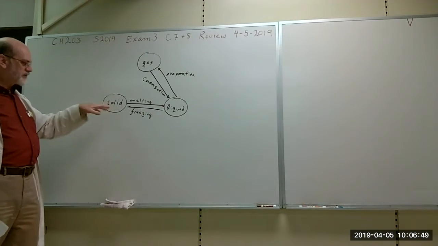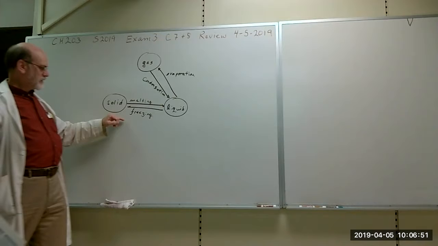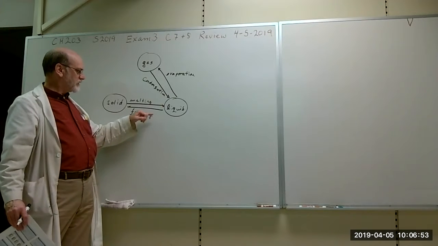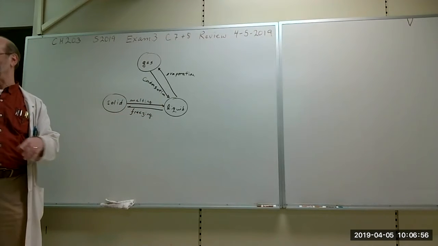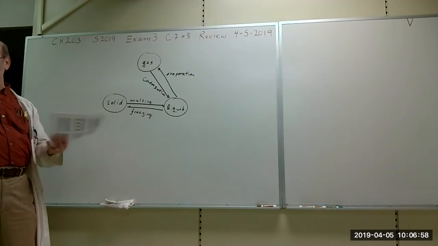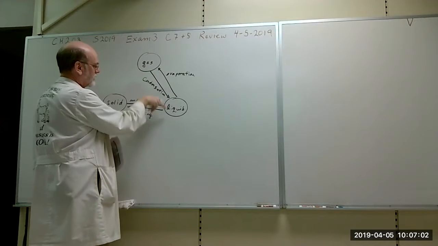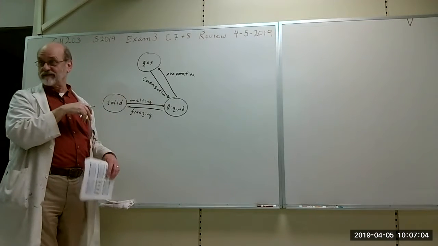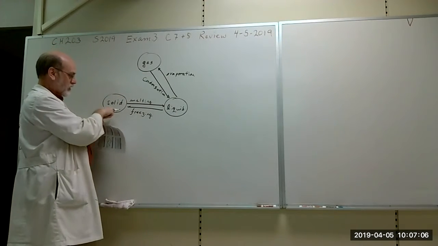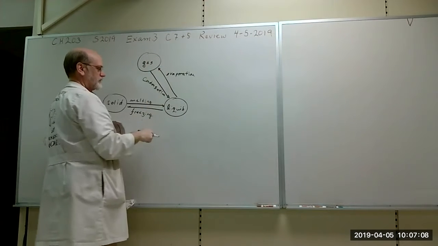So the temperature at which this happens, the freezing point, is the same thing as the melting point. They happen at the same temperature. Or this one, liquid to gas, is the boiling point. Right? So you can go from here to here to here in stages.